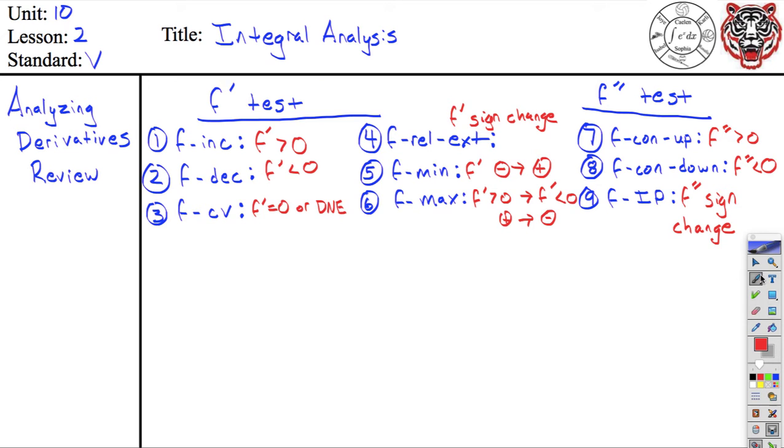Okay, so let's go ahead now and talk about types of integrals.